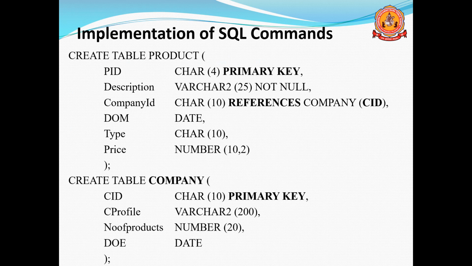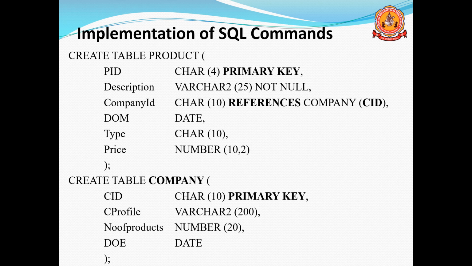Next, description is varchar 25, it is given as not null. Next, you can see company ID, char of 10. And remember, we are using here references company. Company means one more table, CID. It references one more table, company of CID. Then remaining everything is same. So next we will move to one more table.